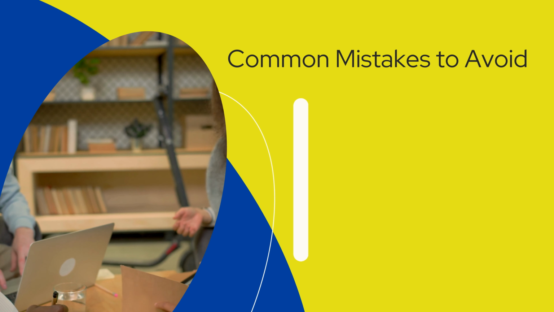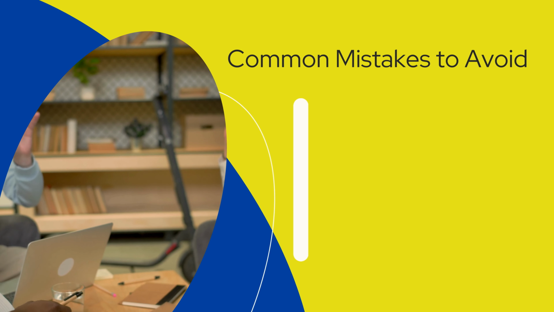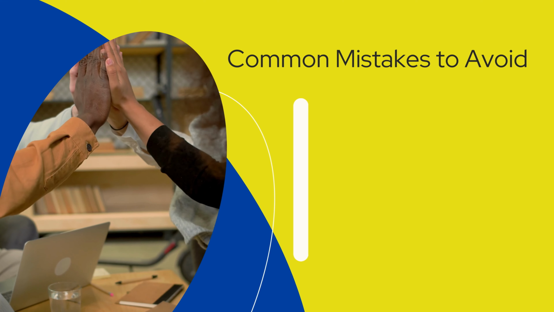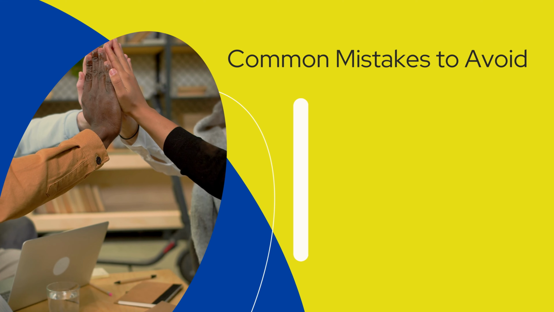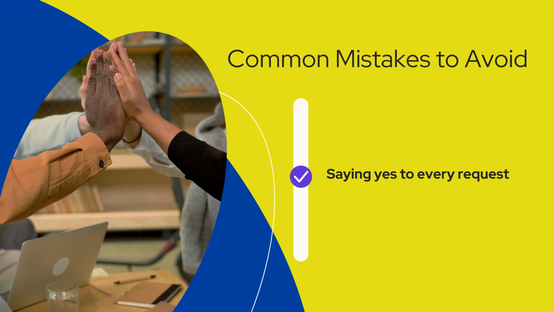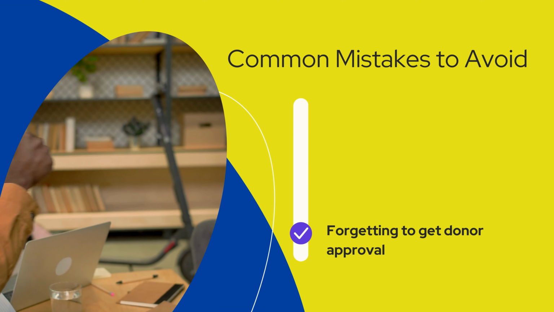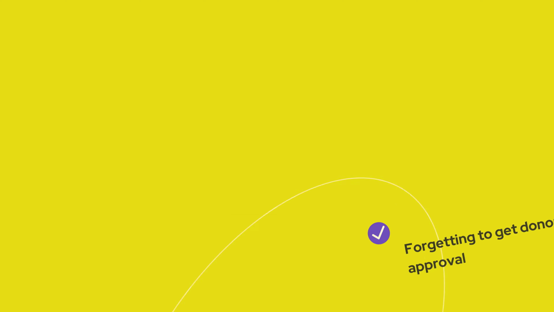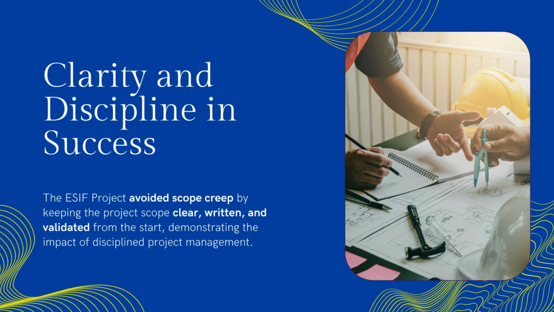Many projects run into trouble because of simple mistakes. Common mistakes to avoid: most beginners make these mistakes: not writing the scope down, saying yes to every request, forgetting to get donor approval. The ESIF project avoided these by keeping the scope clear, written, and validated.